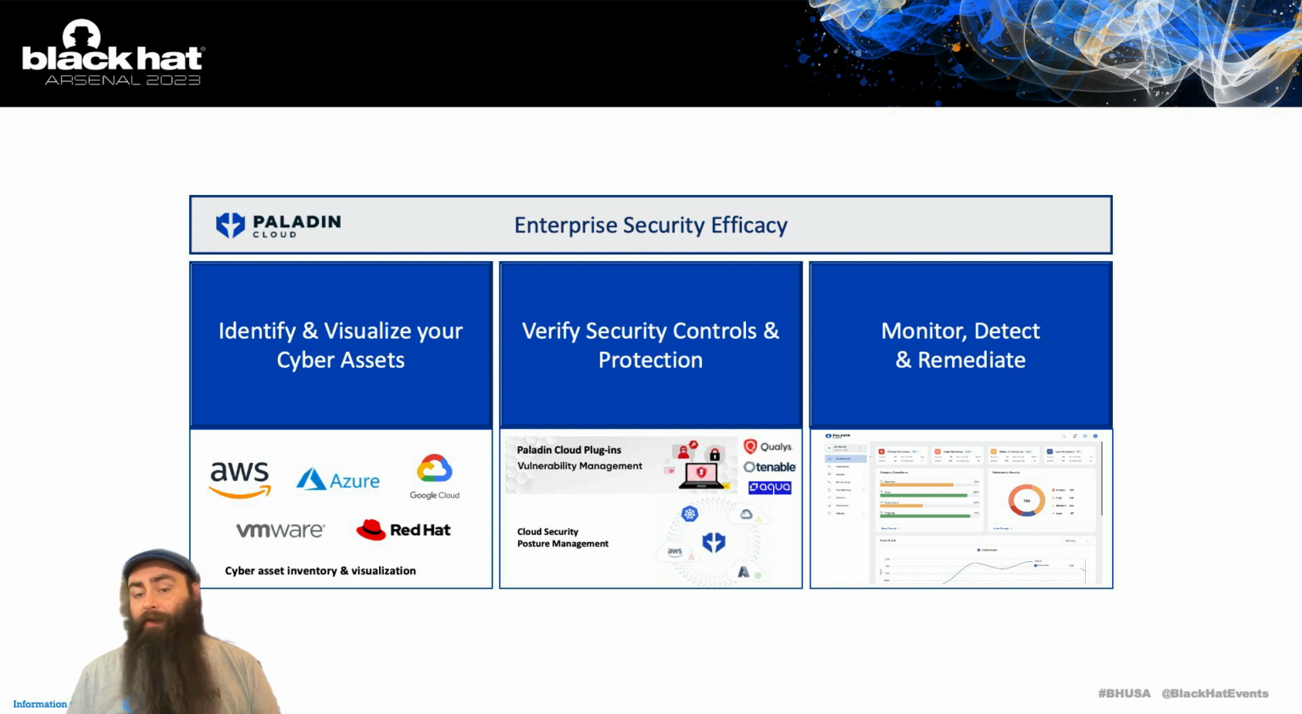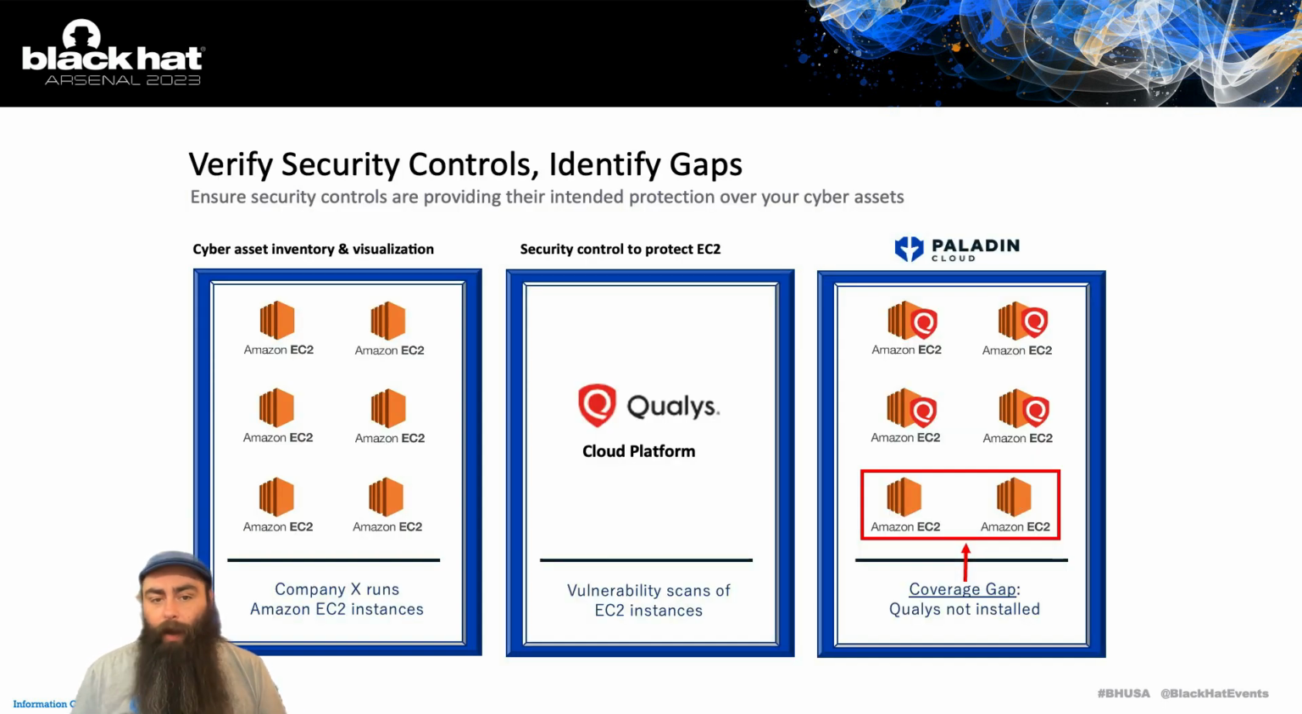Let's look at an example of an organization we worked with that used Qualys. They were using Qualys and installed it on their EC2 instances, or so they had thought. They installed Paladin Cloud and our Qualys plugin. By comparing their total asset inventory with the data from the Qualys reports, Paladin Cloud could do a gap analysis to show gaps in coverage.